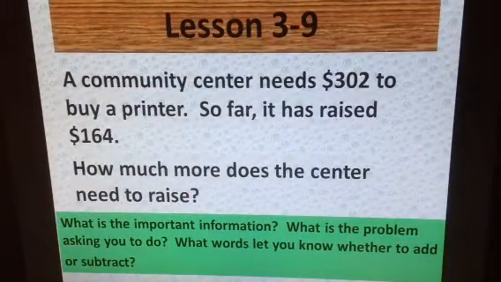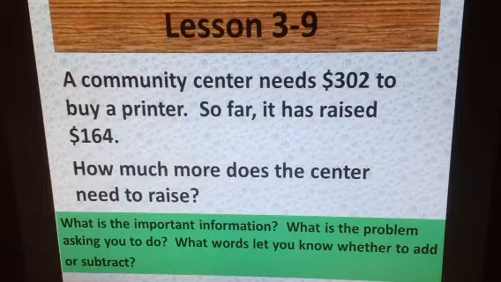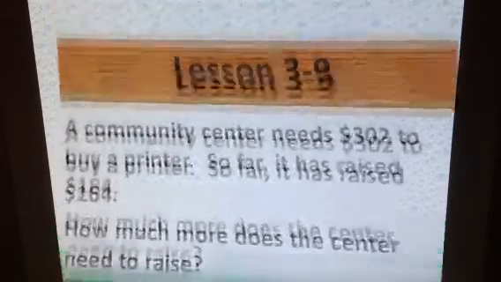Here is a problem to puzzle over. A community center needs $302 to buy a printer. So far it's raised $164. How much more does the center need to raise? Before you solve the problem, ask yourself this: what is the important information? What is the problem asking you to do? What words let you know whether to add or subtract?